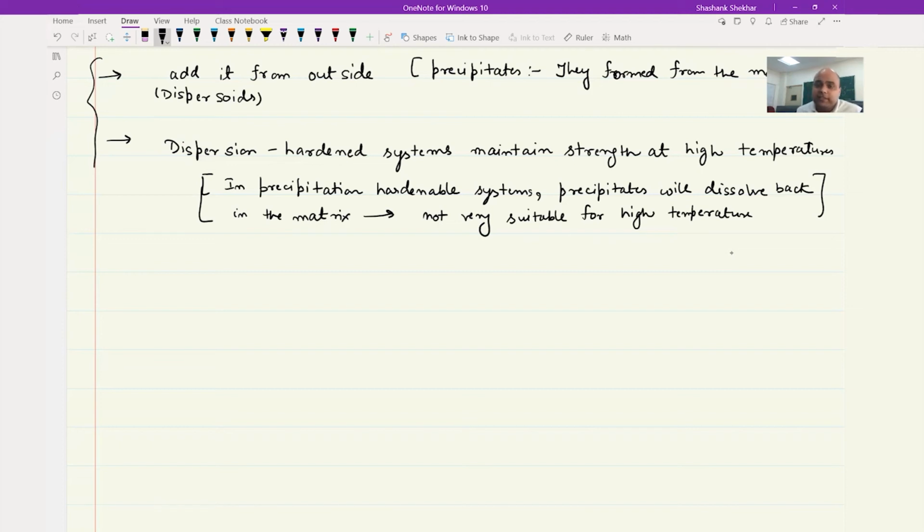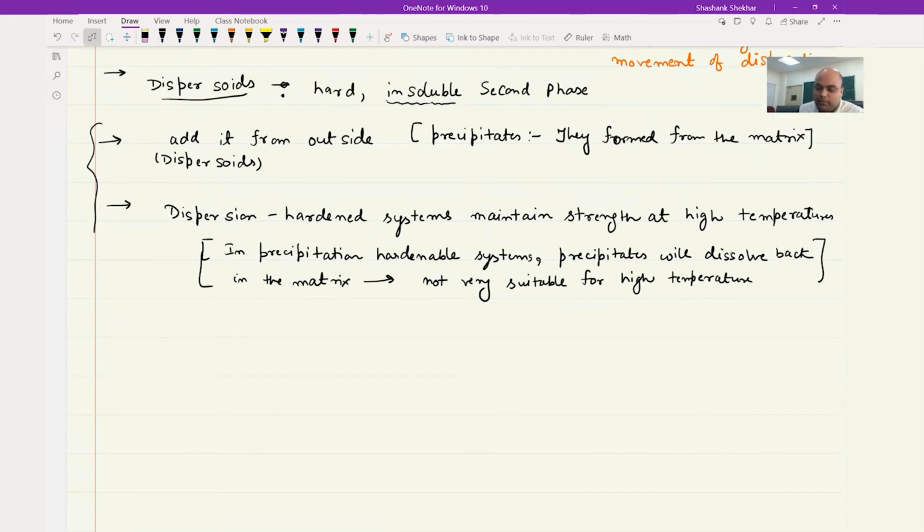So if precipitates have dissolved, there is no one to restrict the movement of dislocations, right? Obviously there will be some lattice resistance there, but you are going to lose the strength you had achieved while aging. Okay, so these are the two main differences between precipitation hardenable system and dispersion hardenable system. So 1 and 2. Okay, now what are the examples?